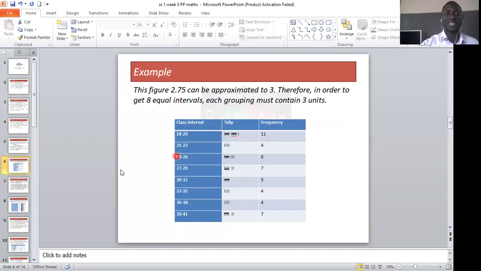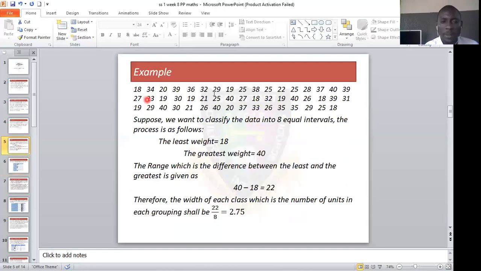Take a look at that. 21 to 23, let's go again. This 22 is part of this one. So 21 to 23: 23 is a 2, 21 is a 3.